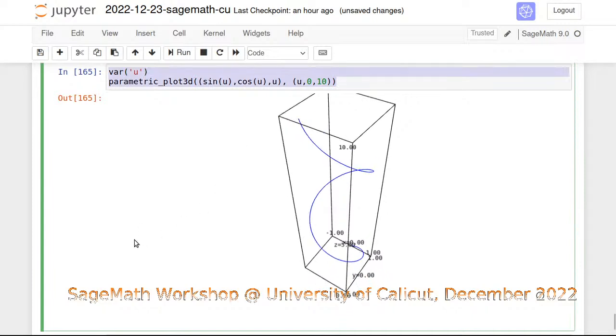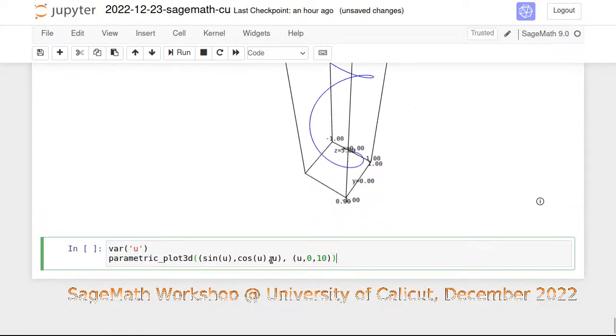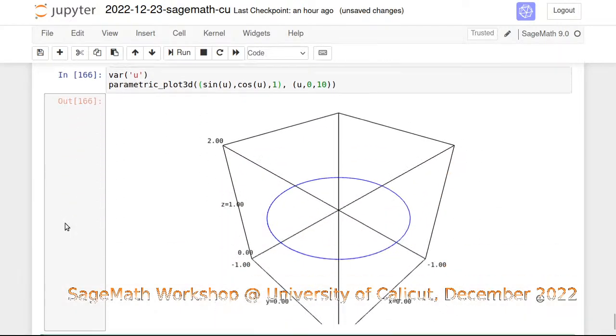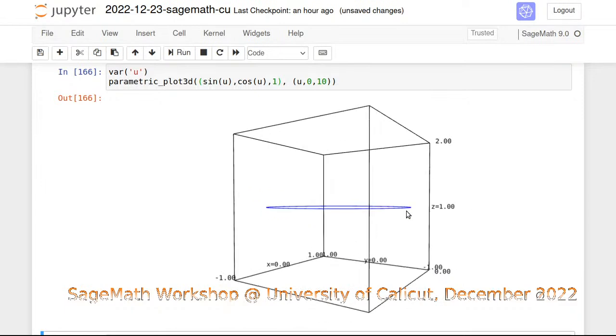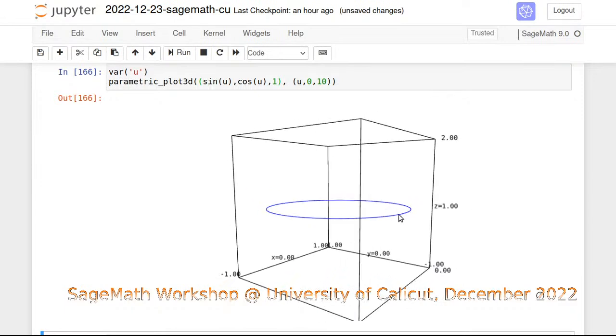On the other hand, if you use the height to be 1, you will get just a circle at height 1. Because sin u, cos u actually gives you a circle, and the height is 1. Therefore, when u ranges from 0 to 10, different values of sin u, cos u are taken, but everything is plotted at the one height. So we are getting a circle. ParametricPlot3D with one parameter actually gives a curve, not a surface but a curve.